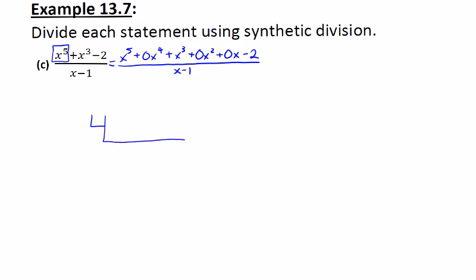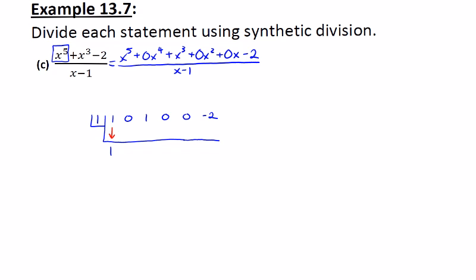The coefficients will be 1, 0, 1, 0, 0, negative 2. That represents the dividend. My divisor will be represented by positive 1 again. And I'm going to bring down the leading coefficient of 1. And let's start the process.